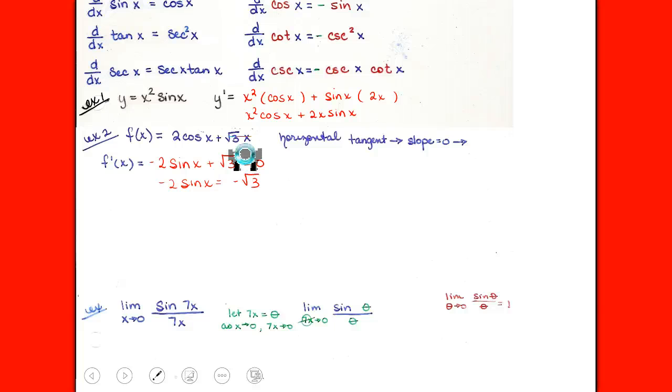All right, let's subtract the square root of 3. Then what? Divide by negative 2. So I've got sine is equal to a positive square root of 3 over 2.